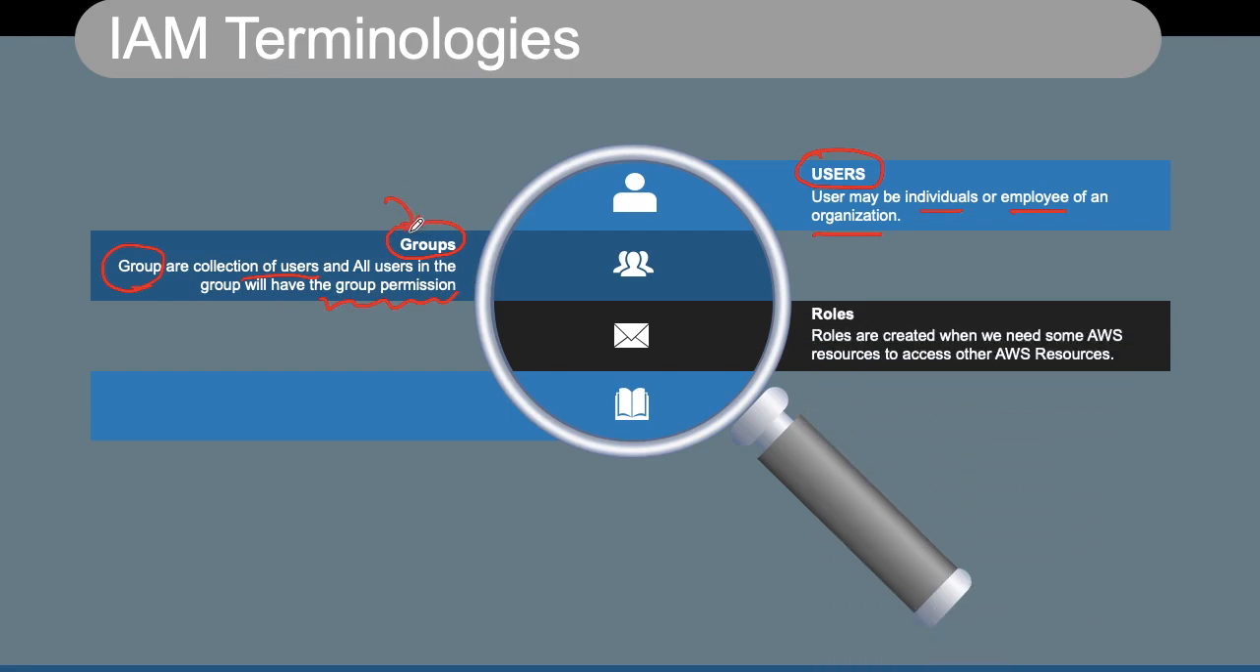The third one is roles. Roles are created whenever some AWS resources are accessing other AWS resources. The roles are typically required when we have some users or services who want to access some other AWS resources. For example, some of the compute services want to access some resources on storage. So we need to give them a role which will allow them to access S3, which is typically the storage service. However, users, groups and roles by default have absolutely no authority.